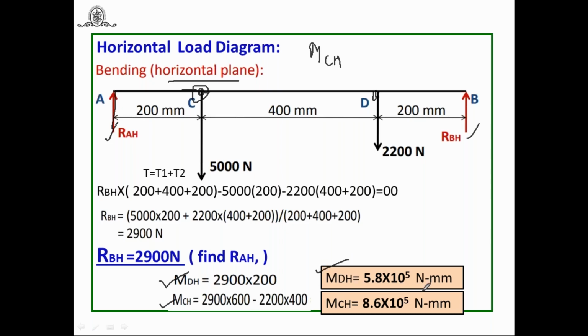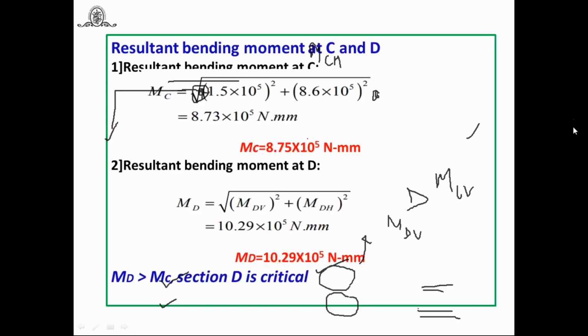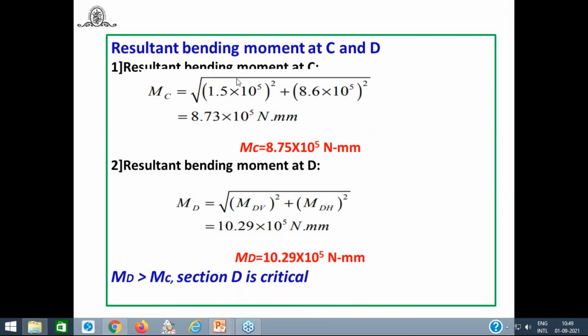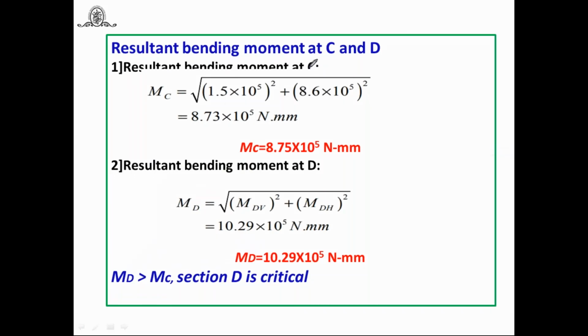I have calculated here, and always remember, try to write the units, that is Newton mm, for MDH. Now we have the bending moment at D in horizontal loading and the bending moment at C in horizontal loading, and similarly on the earlier side, we have determined MDV and MCV. Remember this. Now at points C and D, we have to find out the resultant bending moment. Now let us see how to find it. Let us find the resultant bending moment at C. The resultant bending moment at C, that is MC, is equal to under root. What do we have to do?